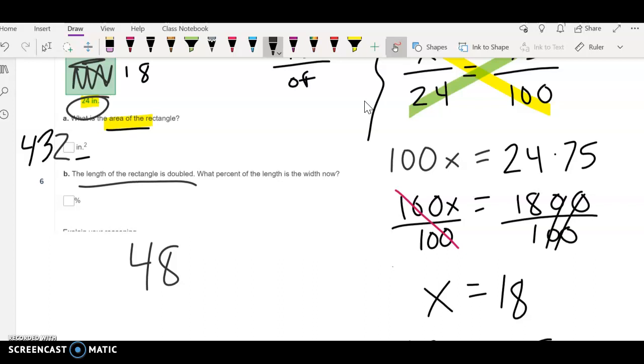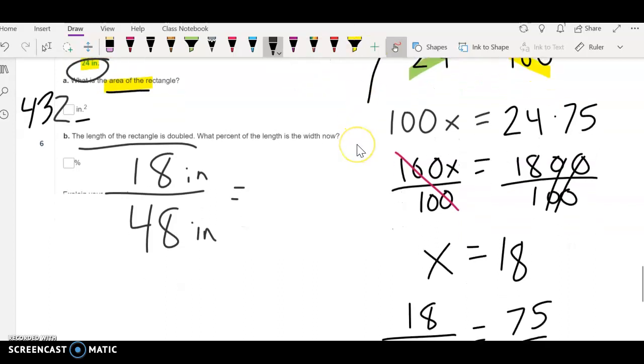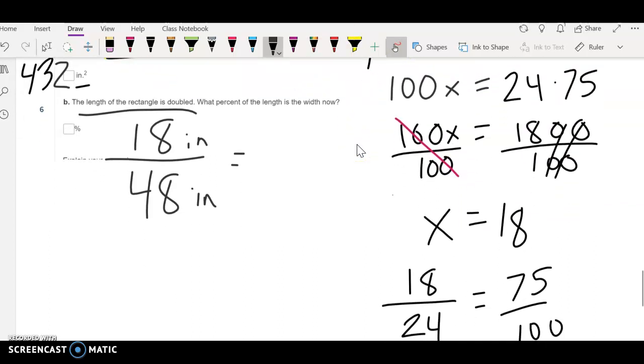Since we're finding out what percent of the length is the width, we're going to put the width up here on top. So I still have the same width, it's 18. And now we're figuring out, if we doubled the length, what percentage would 18 inches be? I can even put that in 18 inches over 48 inches. What is that percentage? There's two options you can do here that Mr. Kalis and I both talked to you about.